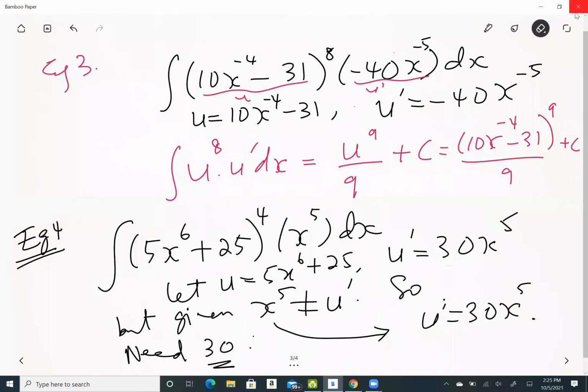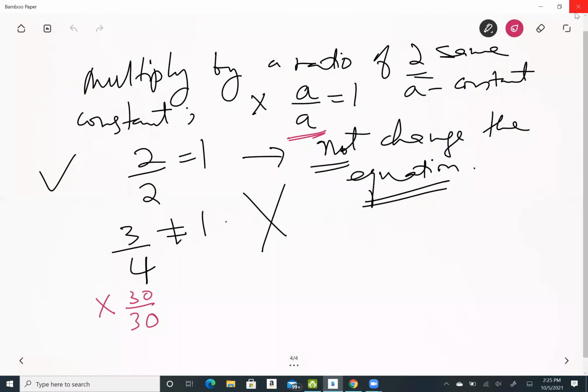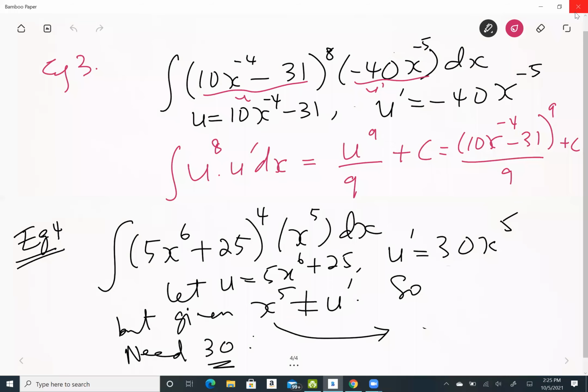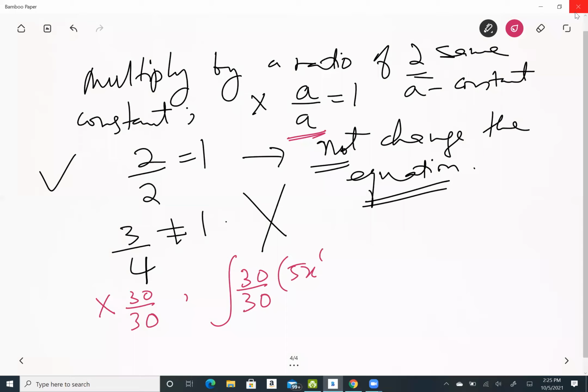So we multiply by, I will continue on the next page. So you multiply by 30 over 30. Now, when you multiply by 30 over 30, I put that. And then the function. Okay, what was the function? 5x to the power of 6 plus 25 x to the power of 4 times x to the power of 5 dx.